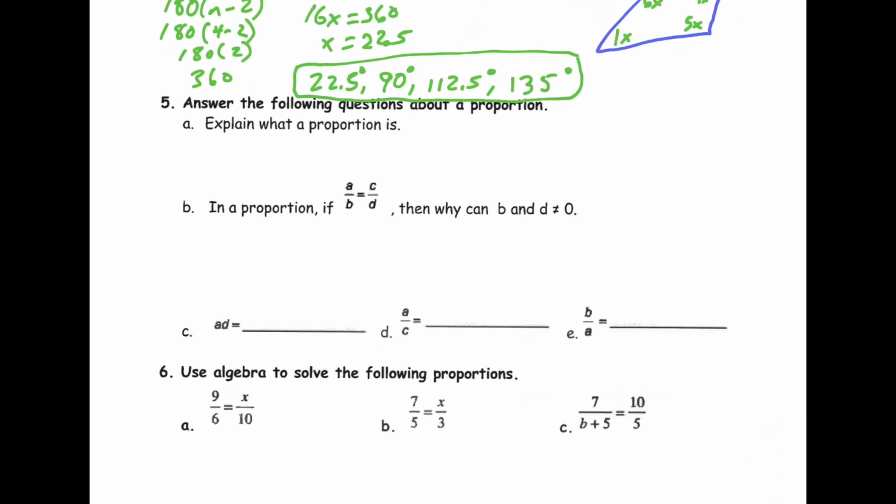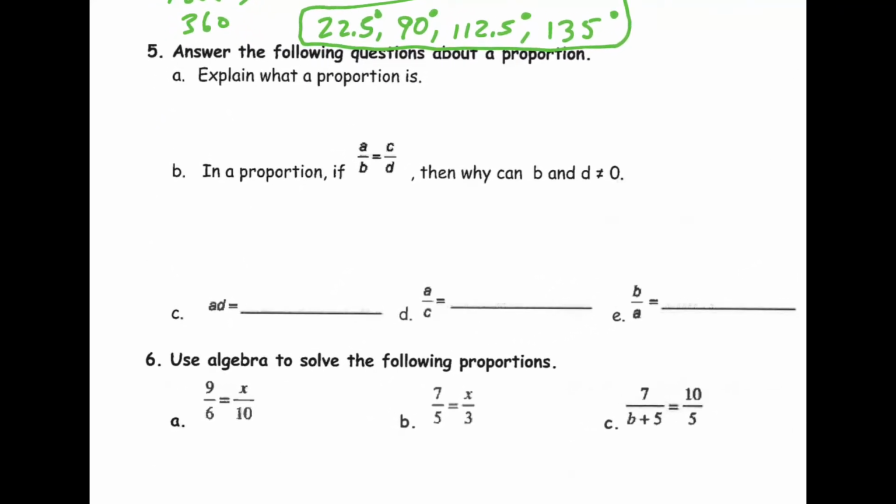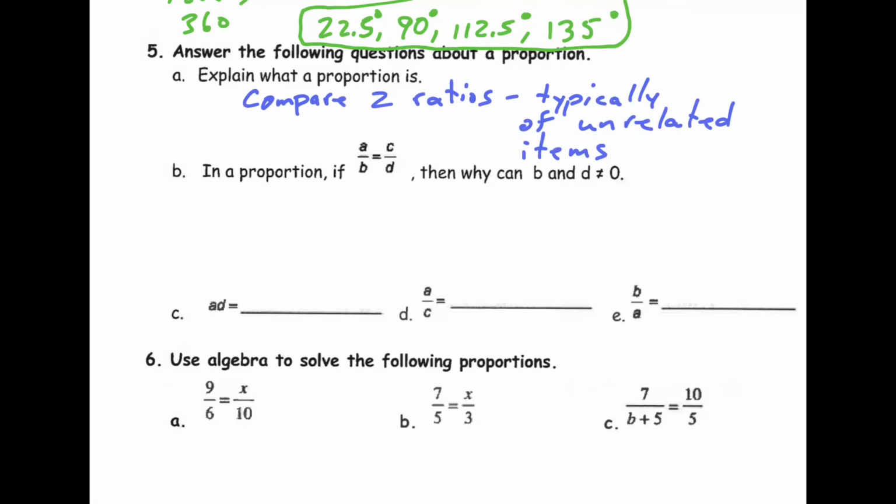Then we're going to do a little bit of work with proportions here. So we want to answer the following questions about a proportion. Explain what a proportion is. So a proportion is going to compare two ratios, so typically of unrelated items. And when I say typically of unrelated items, is when we start talking about more of the geometry definition of it. So I can set up a proportion that's going to compare the big side of a triangle to the small sides of a triangle, or something like that.